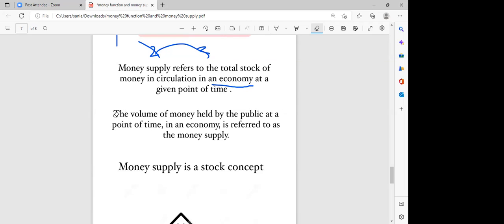Now the next one. If you are not going for this particular definition, you can go for this: the volume of money. Instead of writing volume, you can write the amount of money held by the public. Who is having the money? Of course, the public, right? Non-living things or any other beings are not having the money. So the amount of money held by the public at a point of time in an economy is referred to as money supply. Clear?